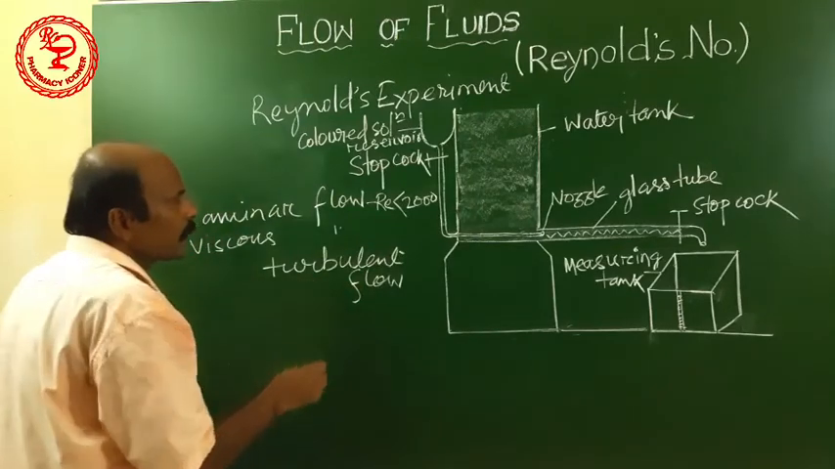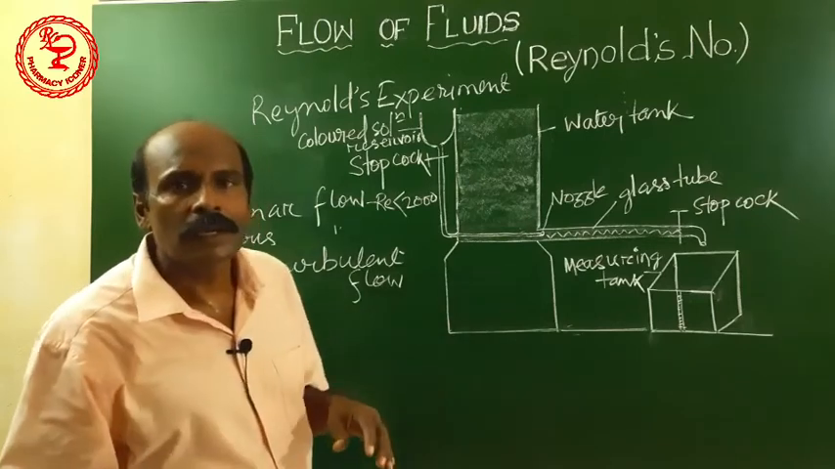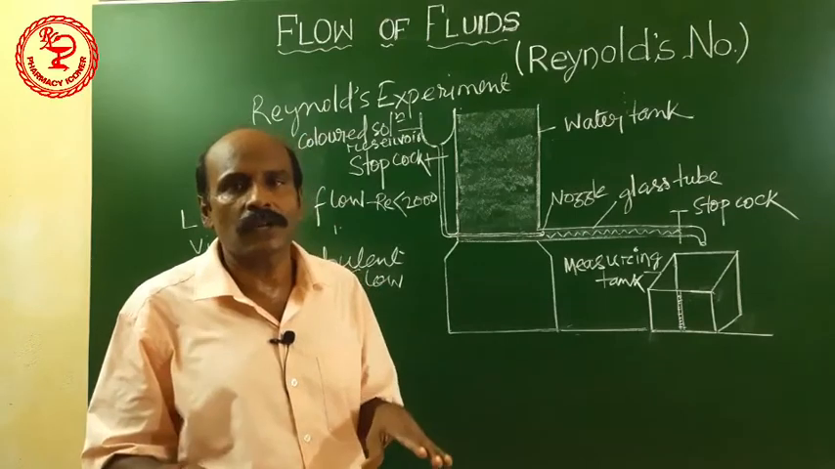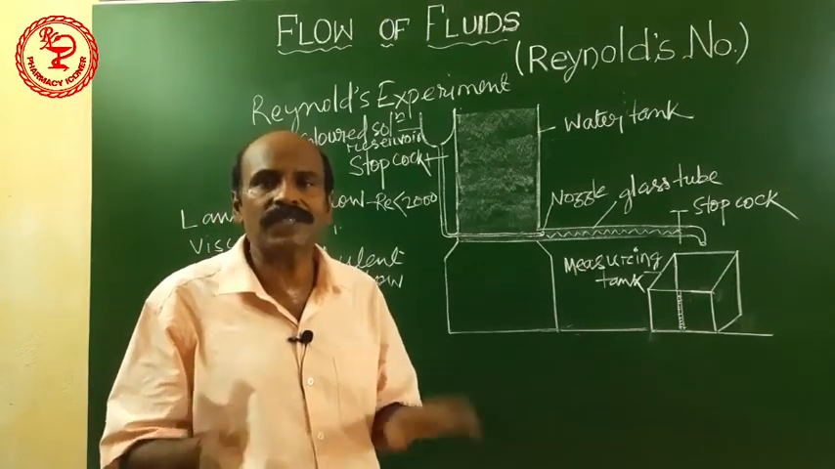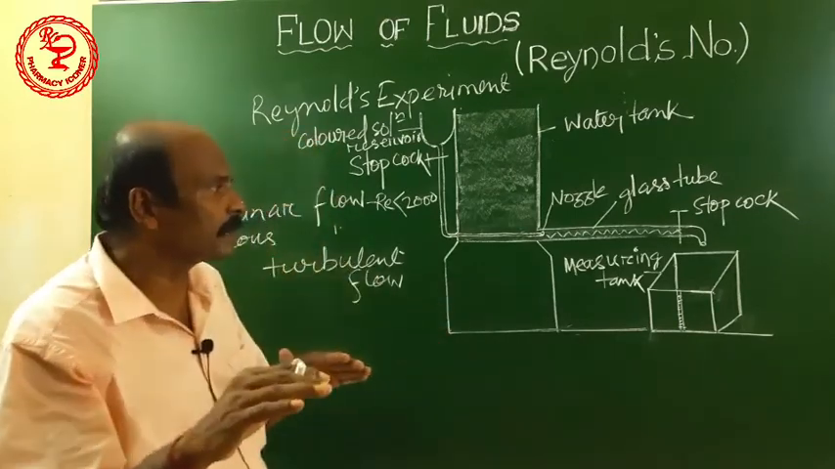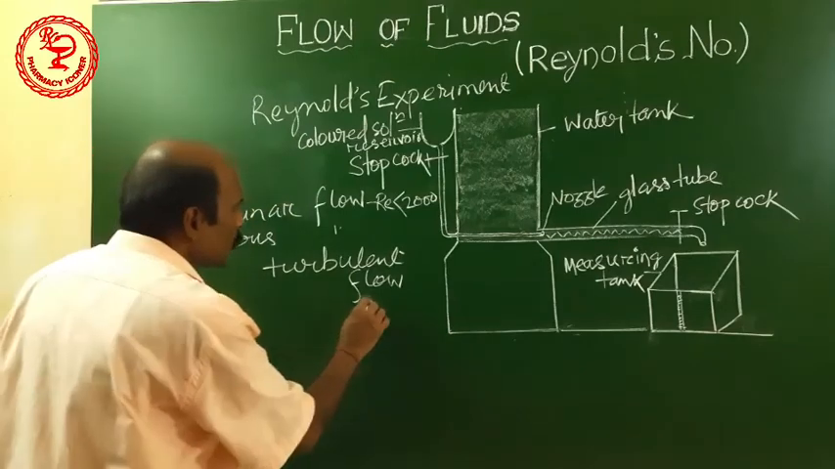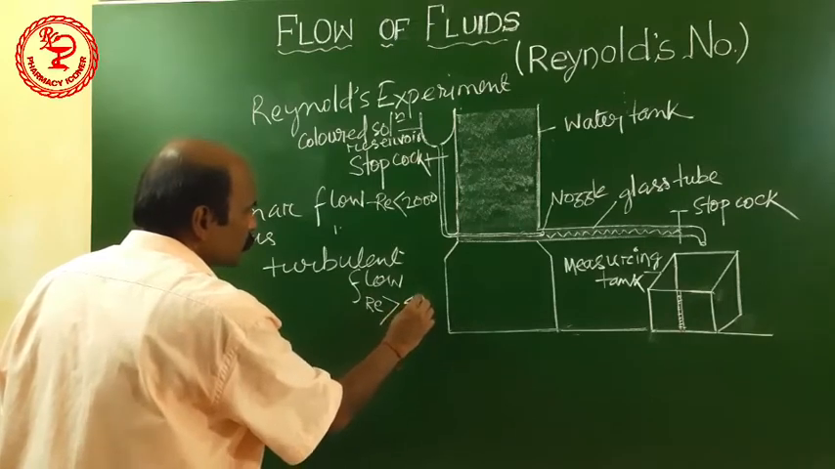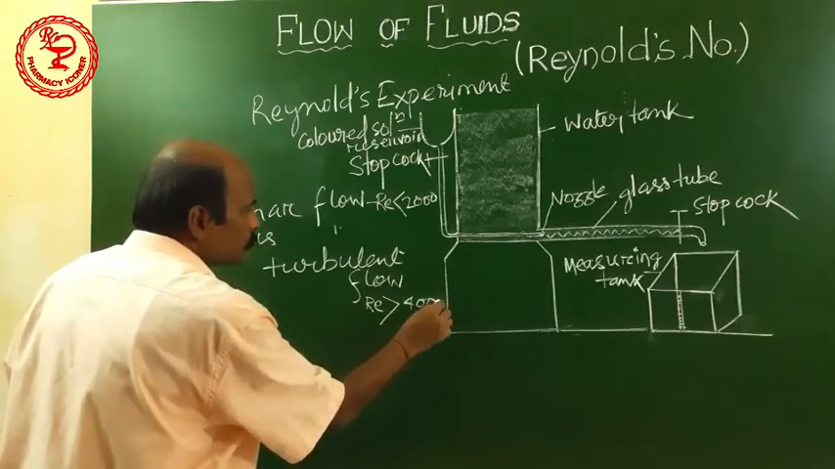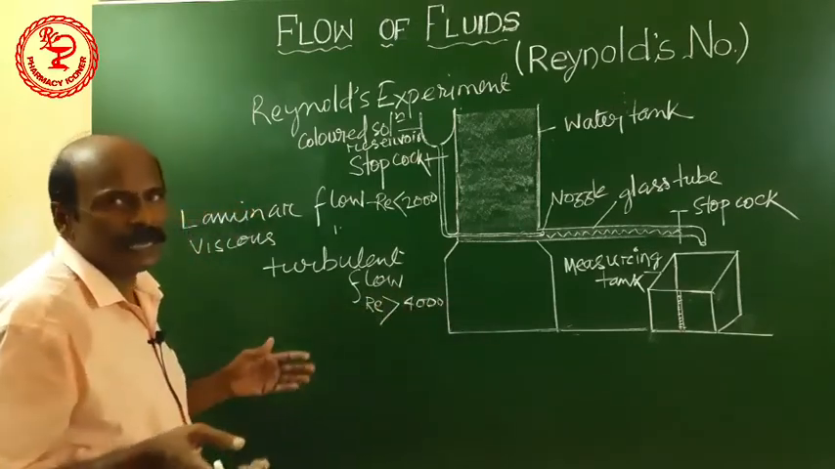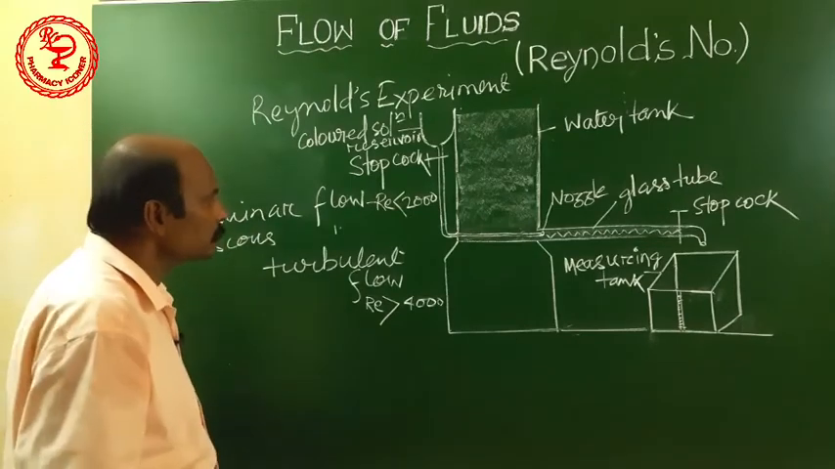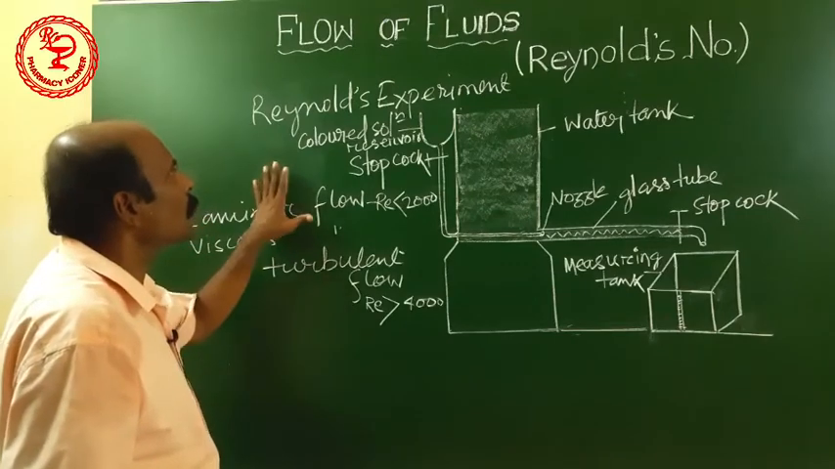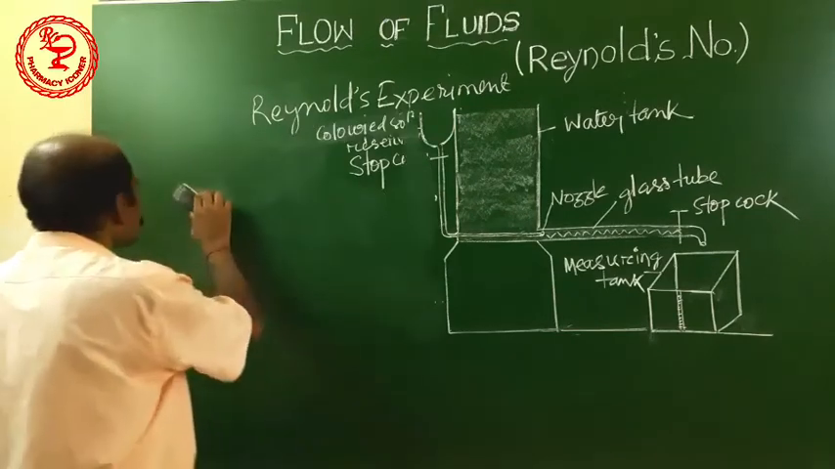And what is turbulent flow? This is the type of flow where all the particles, all the layers will mix together when they are flowing. Here the Reynolds number is more than 4000. So what will be the Reynolds number? We will discuss. This was the observation of the Reynolds experiment.